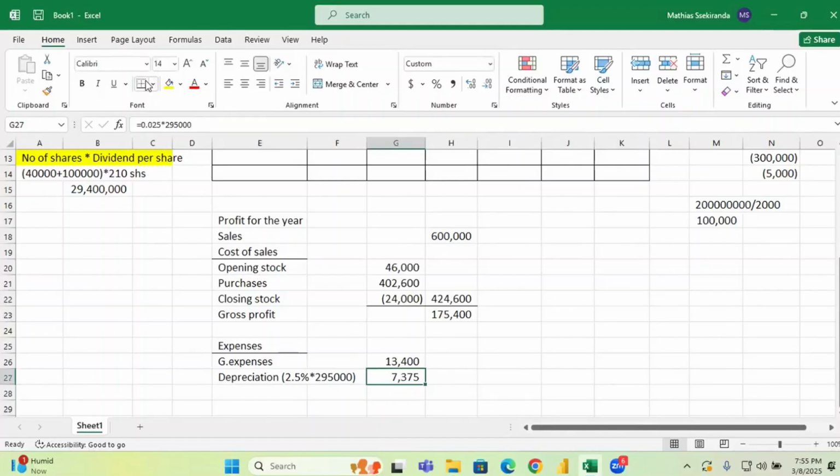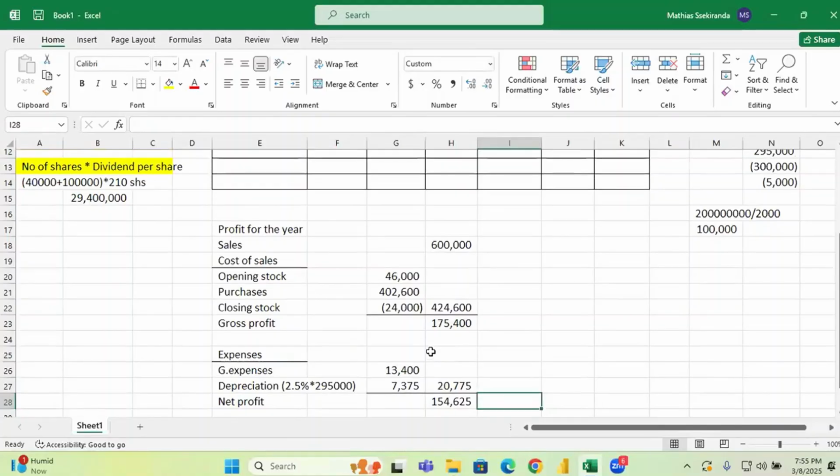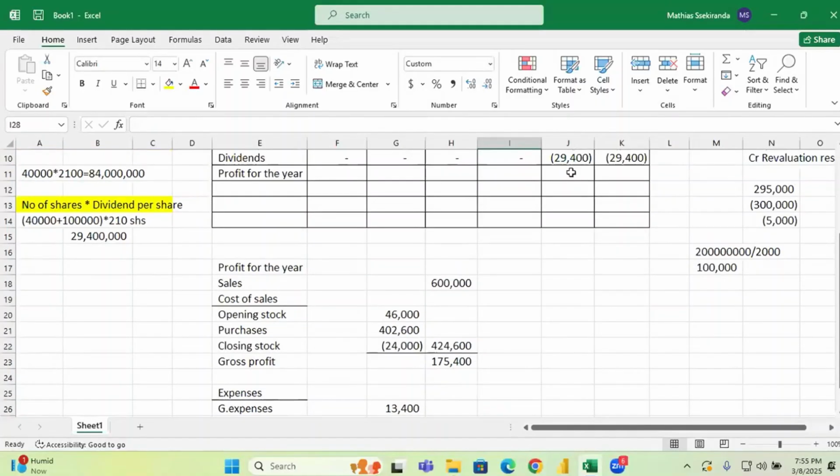Because these are the only expenses we had, our total expenses is 2775. So when you less it from our gross profit, we have a net profit. So this minus this, we have a net profit of 154,625, which you will bring here as profit for the year under retained earnings.